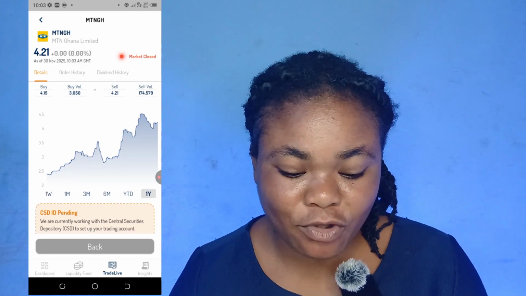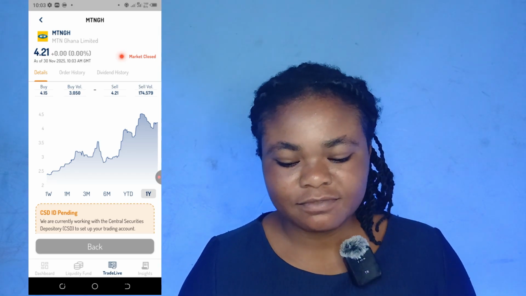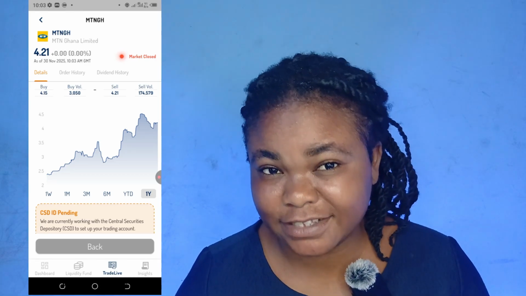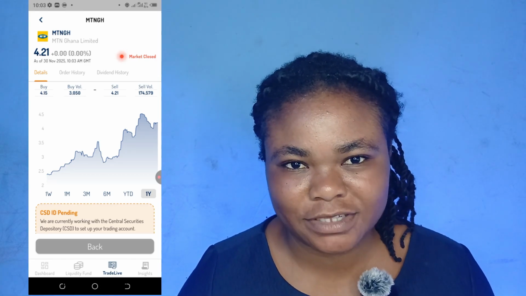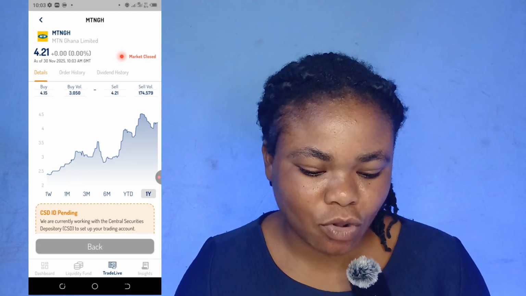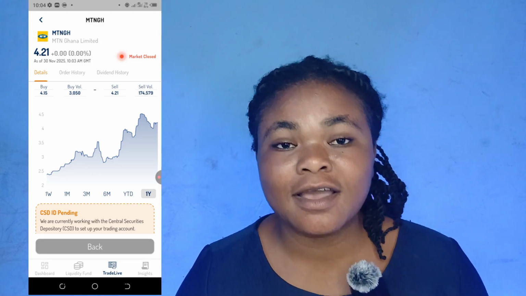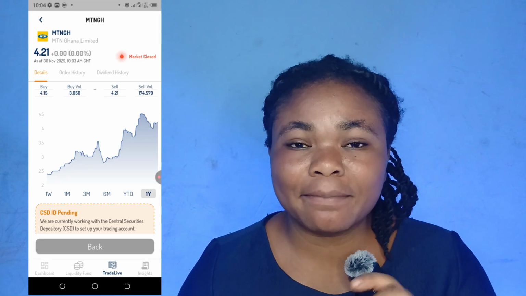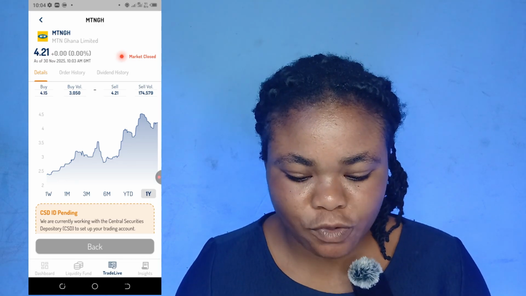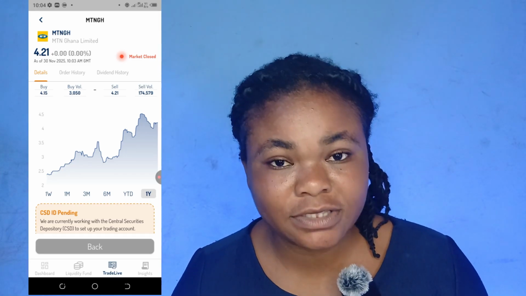When you want to buy MTN shares, you buy it at the sell price. The sell price is 4 cedis, 21 pesewas. Someone will ask why you don't buy at the buy price but at the sell price. It's because the sell price is the price sellers are demanding. So you buy it at the sell price, 4 cedis, 21 pesewas.